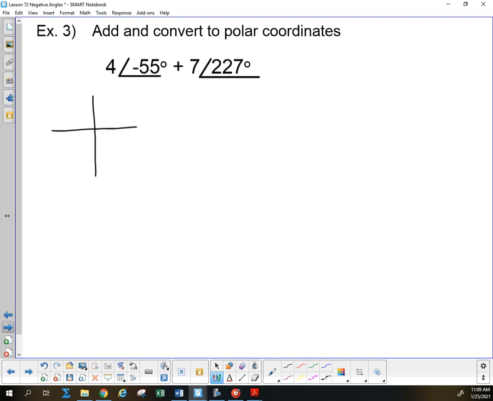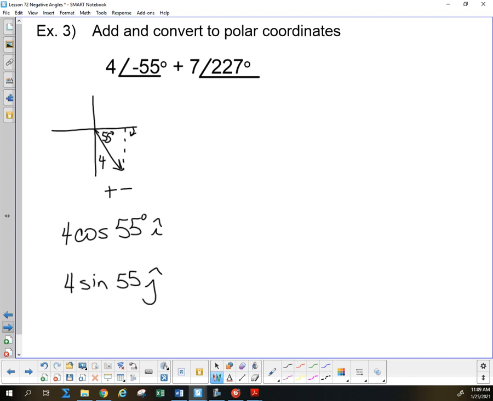4 at negative 55 simply means we go in the negative direction for the angle. So we are ending up in Q4, which means positive, negative. This needs to be 4 long, and this angle needs to be 55 degrees. So for that one, I can do 4 cosine 55 degrees for the i hat, and 4 sine 55 degrees for the j hat, except that my i hat needs to be positive and my j hat needs to be negative.